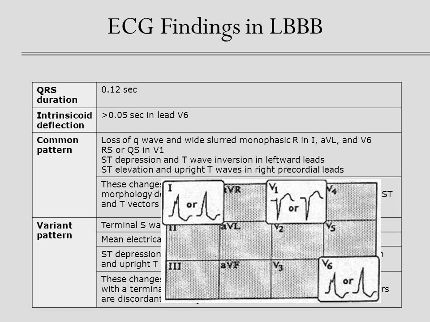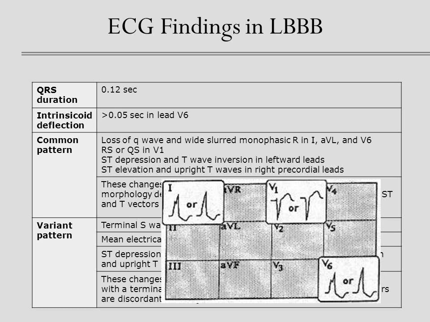These changes reflect relentlessly leftward vectorial forces. V1 morphology depends on initial leftward or rarely rightward forces. ST and T vectors are usually 180 degrees discordant to the QRS vector. Variant pattern: terminal S wave in V6 but not usually in I. Mean electrical axis superior and to the left, about -55 degrees.